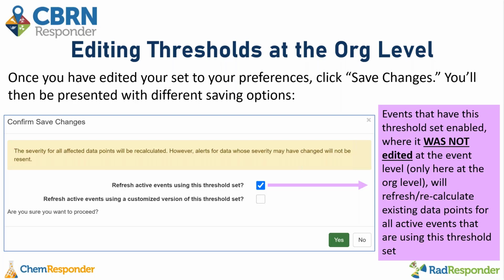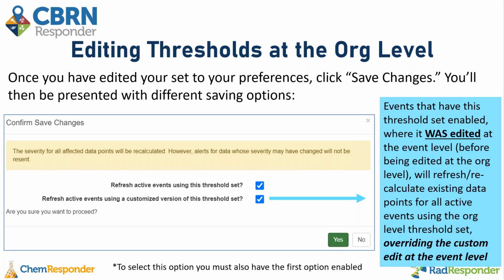When you click Save Changes, you'll be brought to this modal, and here it will have you select which options you want. So the first option says refresh active events using this threshold set. If this box is checked, this means that events that have this threshold set enabled, where it was not edited at the event level but it was edited here at my organization level, it will recalculate and refresh existing data points for all active events that are currently using this threshold set.